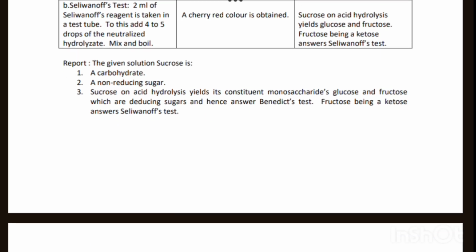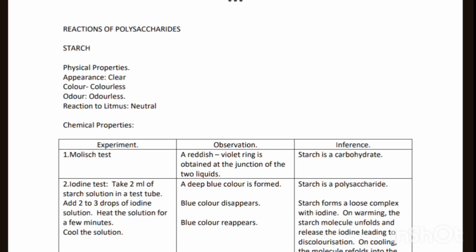So you will write a report. The given solution, sucrose, is a carbohydrate, a non-reducing sugar, and sucrose on acid hydrolysis gives monosaccharide units, glucose and fructose, which, since they are reducing sugars, answer Benedict's test. Fructose, which is a ketose, will give Seliwanoff's test. Coming to reactions of polysaccharide, that is starch.